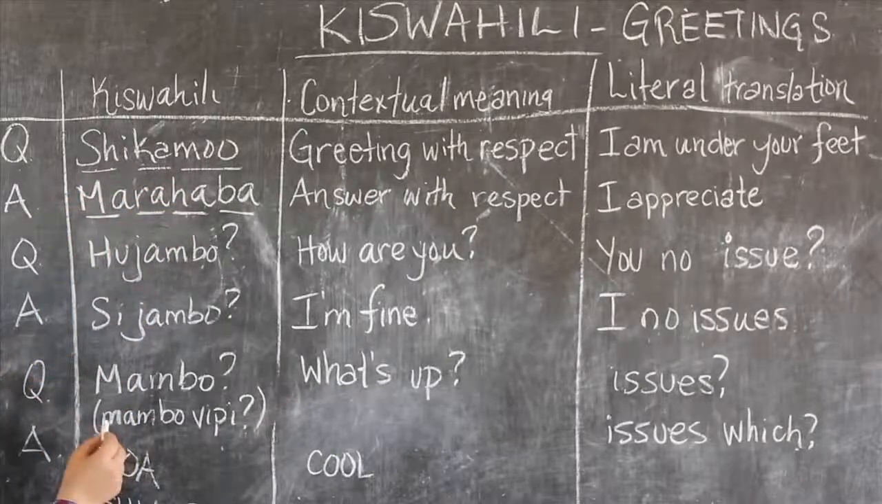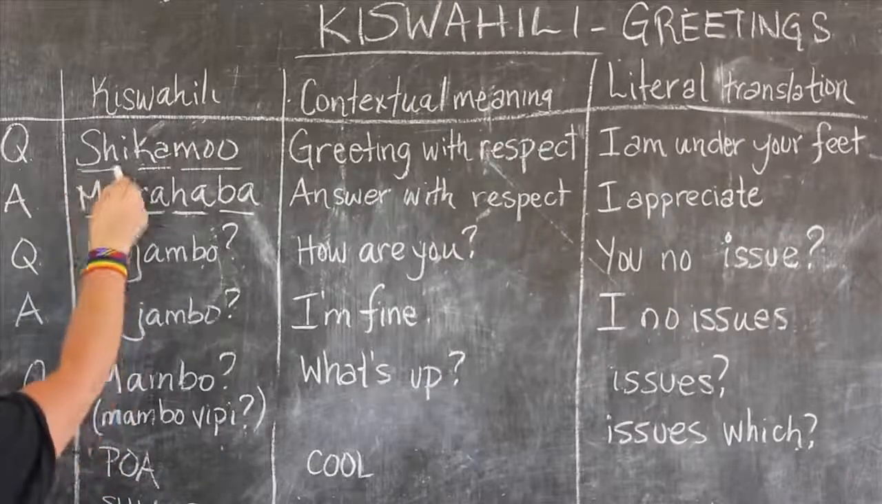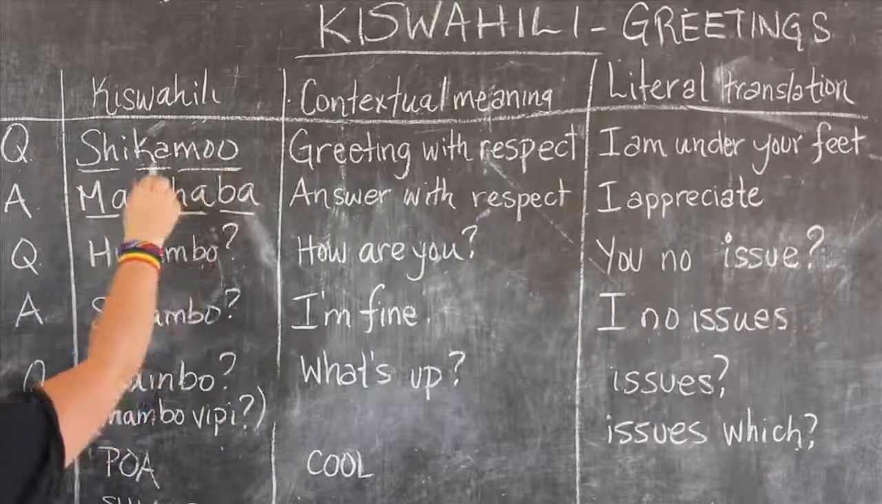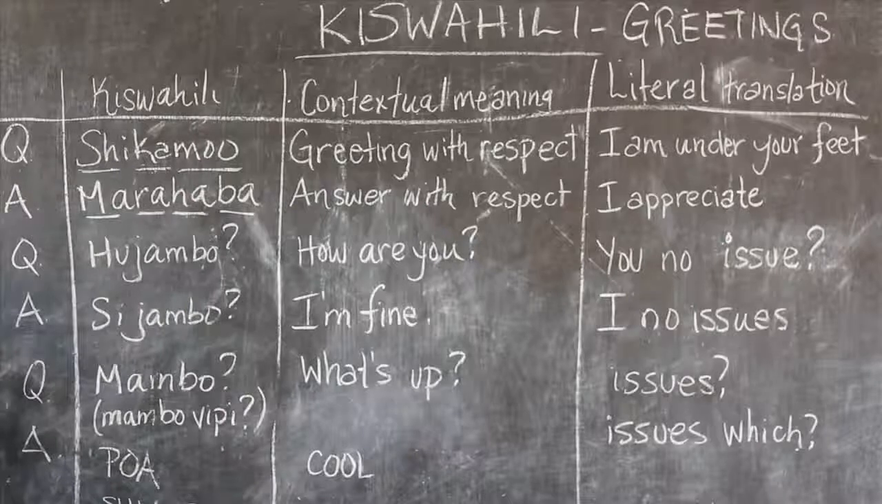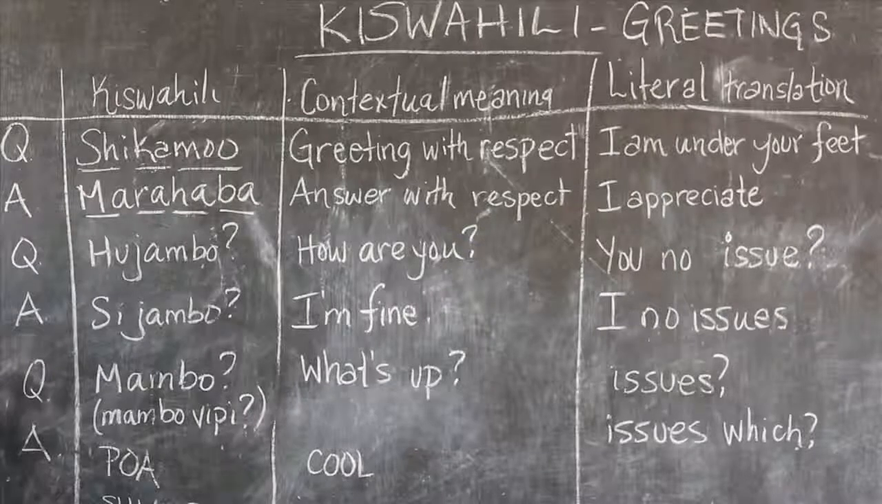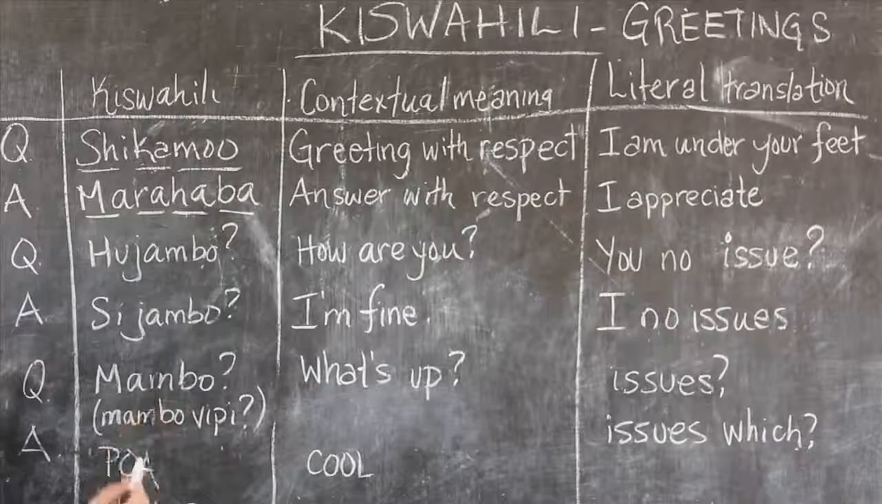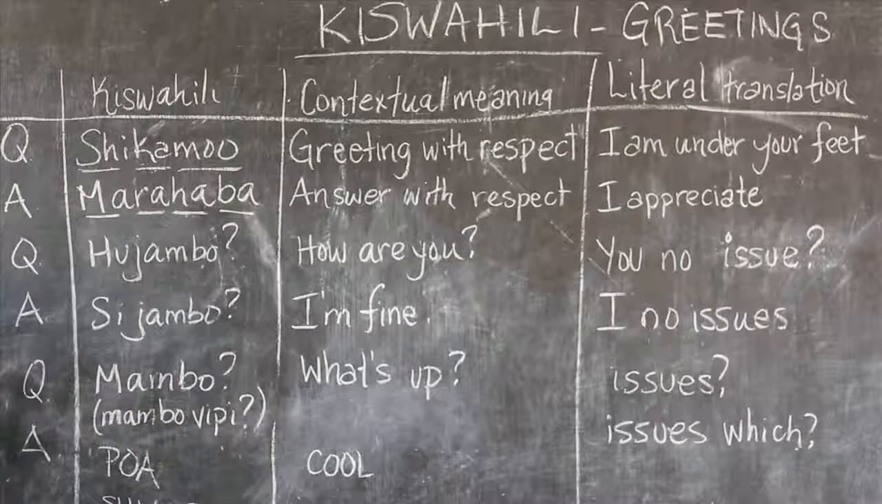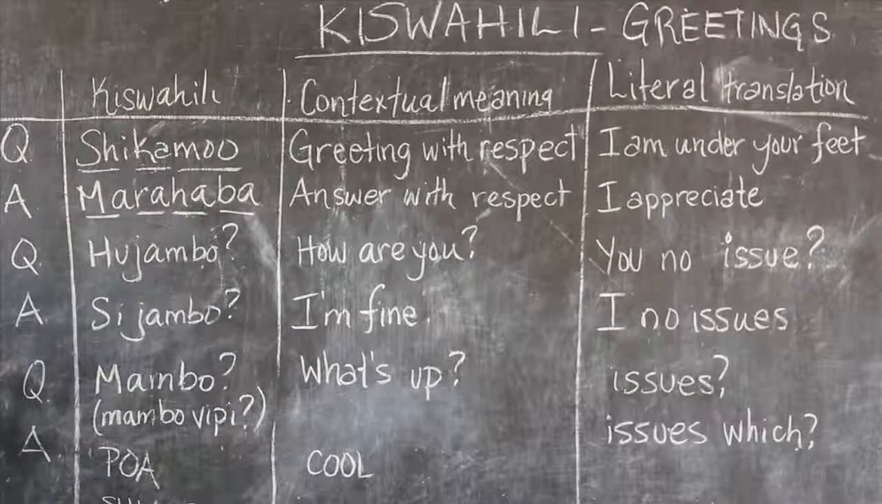Again, emphasis comes on the penultimate syllable. Shkamo. The emphasis comes on the ka. Shkamo. And it contextually means a greeting with respect, or I greet you with respect. The literal translation is, I am under your feet. It's an Arabic word, but it's really common in Tanzania. You won't hear it in Kenya, Uganda, Rwanda, Congo. You're only going to hear it in Tanzania, and it means I greet you with respect.